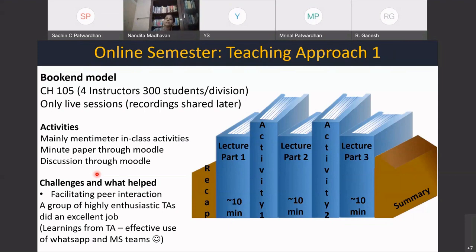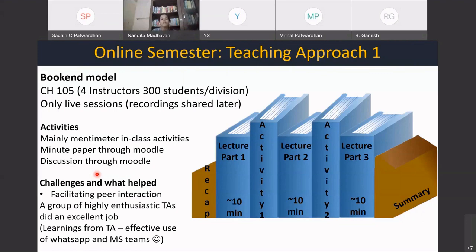And what was really great was this group of highly enthusiastic TAs that we had for this course. They were so proactive on the WhatsApp group, and they had formed, independently, smaller WhatsApp groups to discuss issues that students were facing in class. And one of the TAs was extremely proactive. So she had even organized a session in the first semester for the students on how to deal with IITB and the stress that she had faced even in the offline mode in class, and how they can approach her.